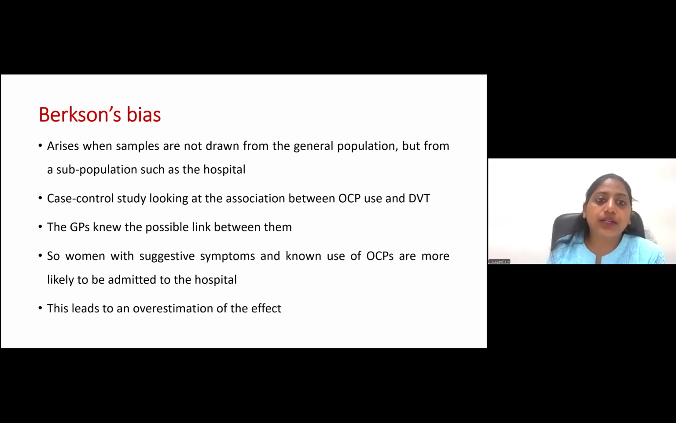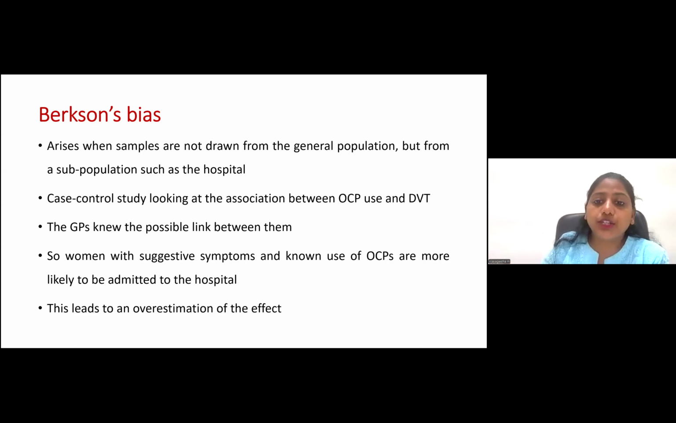The next one is called Berkson's bias. It arises when samples are not drawn from the general population, but from a subpopulation. Let's say we tend to take controls from the hospitals itself, but who do not have the same outcome. A case control study looking at the association between OCP use and DVT is an example. So let's say the physician already knew the possible link between OCP usage and DVT.